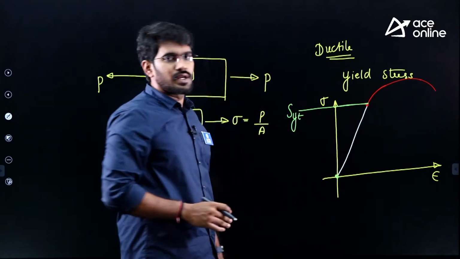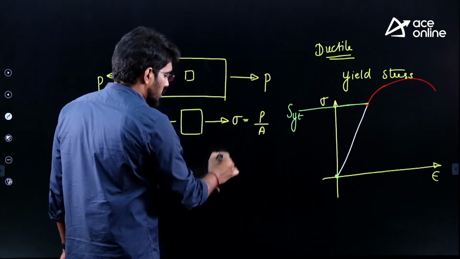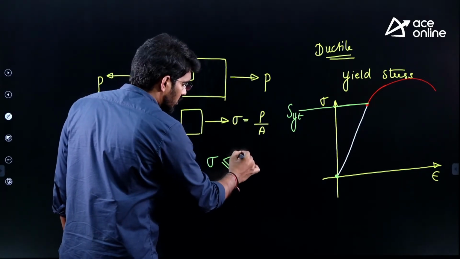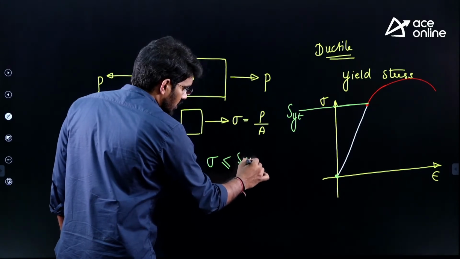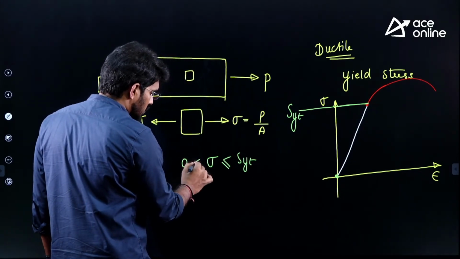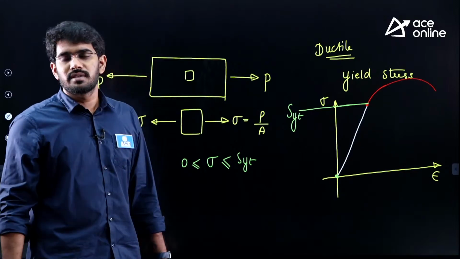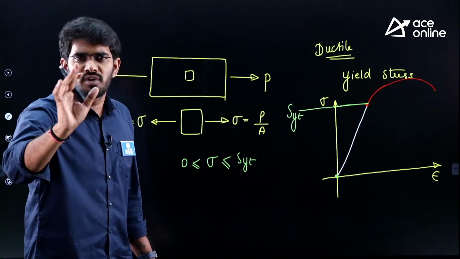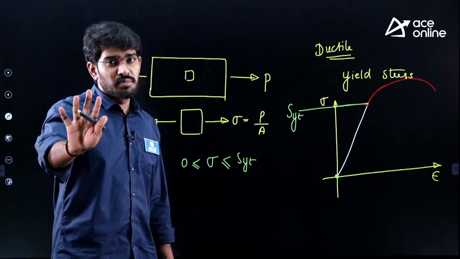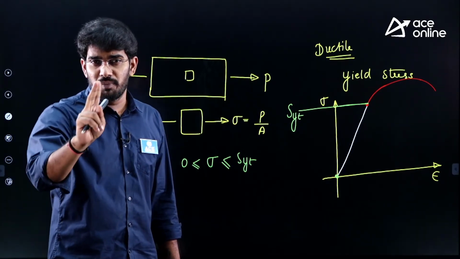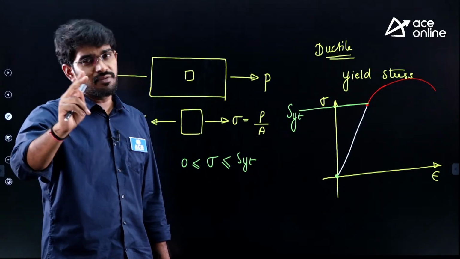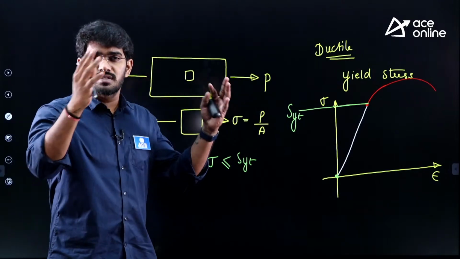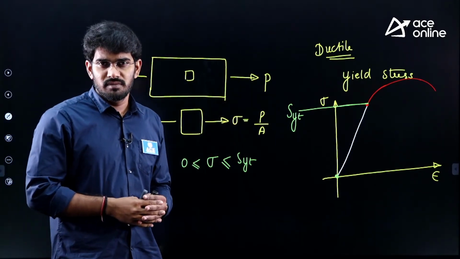In between 0 and SYT, the value of stress can stay within the range of SYT. Which means 0 is less than or equal to sigma, which is less than or equal to SYT. In such a condition, the particle is safe, the component is safe. Remember, if the particle is safe, the component will be safe. If the component is safe, the machine will be safe. If the machine is safe, obviously the system is considered to be safer.